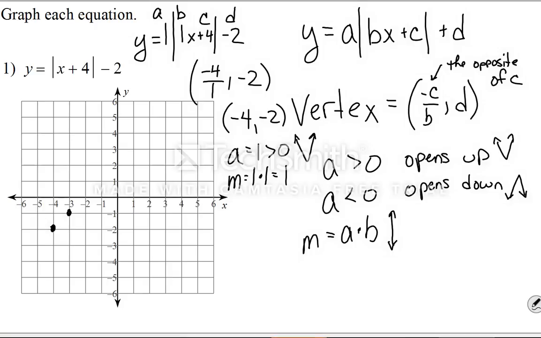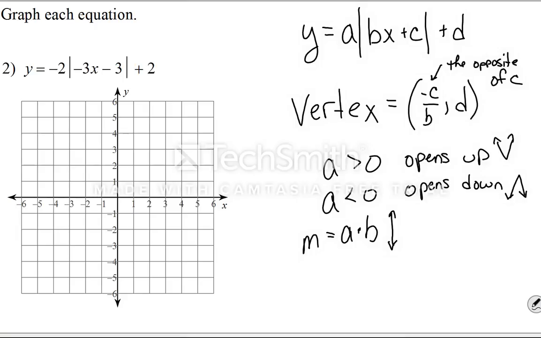But because of the symmetric properties of absolute value, I actually have to reflect that over what we call, say, the axis of symmetry. So I'm going to reflect it over, which is right there, up 1, left 1. So now I have my graph. And there we go. That is the graph of number 1.